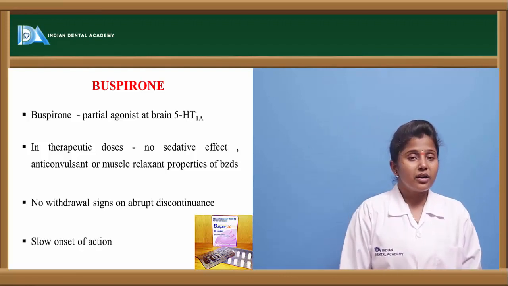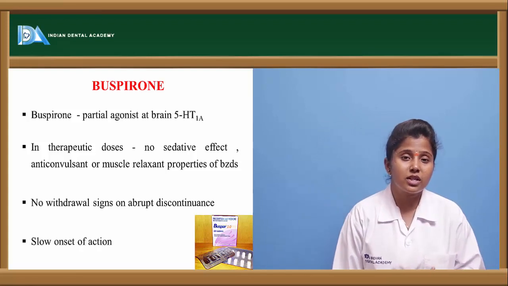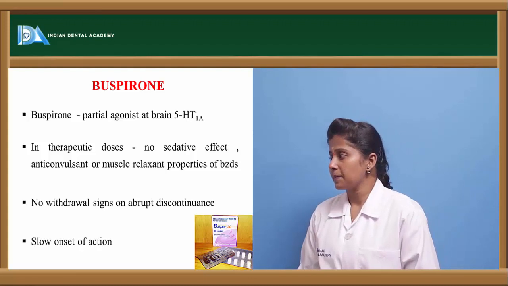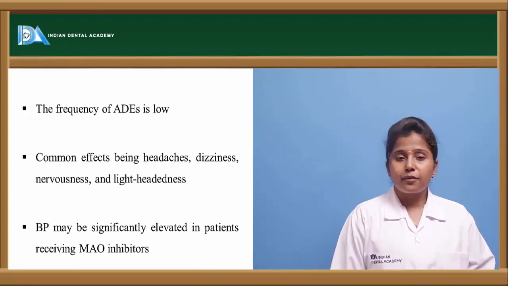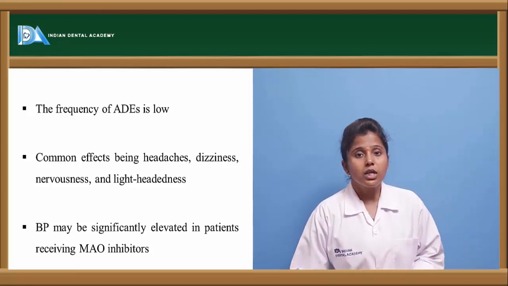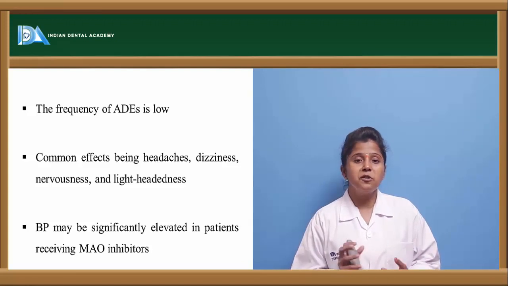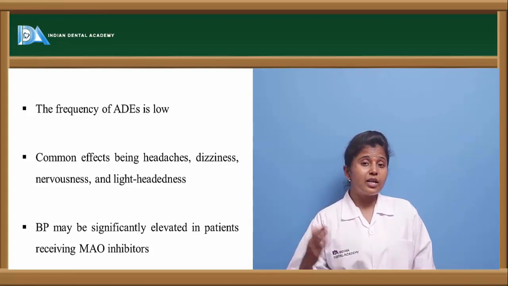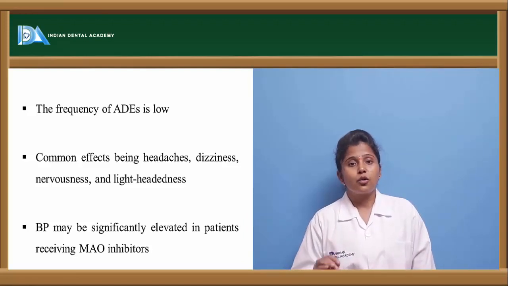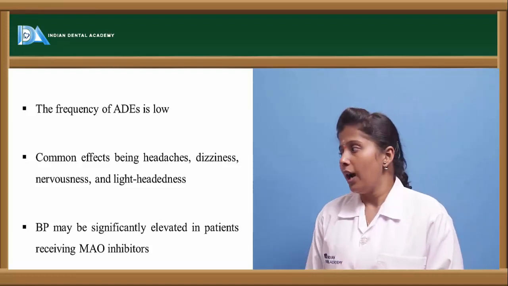But the one disadvantage is that it has a slow onset of action. Once it's administered into the body, it does not show its actions immediately. It will take some time. The frequency of adverse drug effects is very low. Buspirone shows its adverse effects only if given in higher doses, and even then the frequency is very low. If it exceeds its dose a little, most adverse effects are not observed.